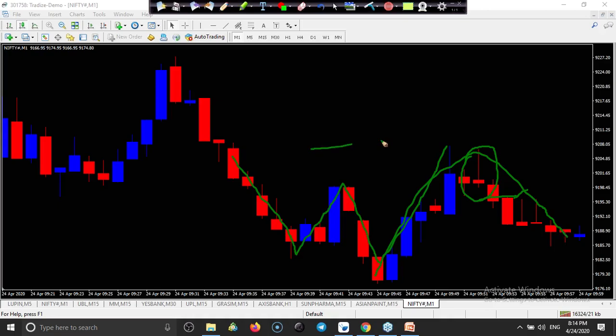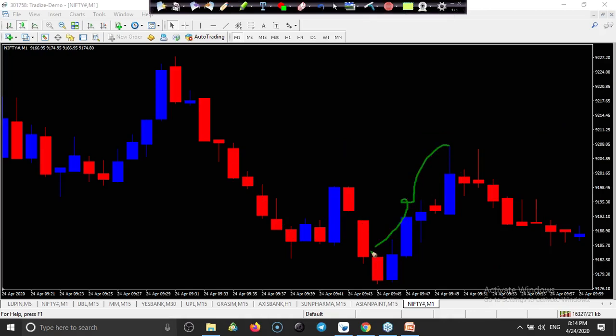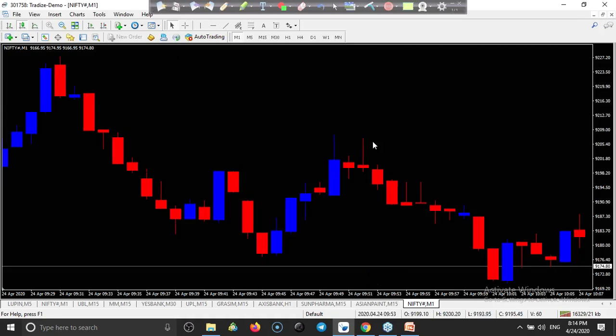So now price is running in a range, and this is the range. This is the range. We are not looking for trades in between this range. And this area is called the area of territory. So we are not looking for any trade in this area. We are not looking for buy or sell in this area because the trend is not here till now. All right.